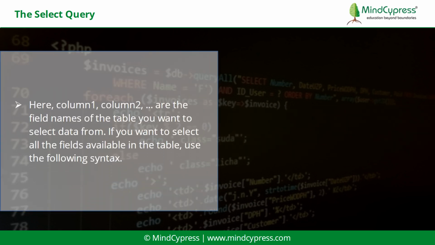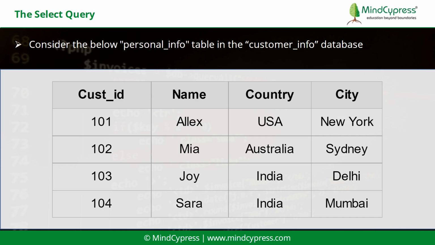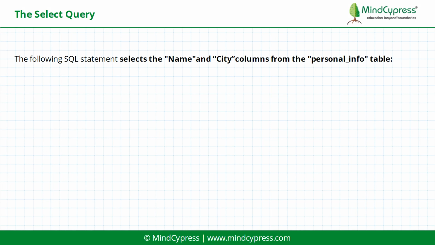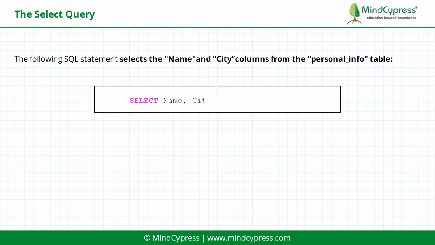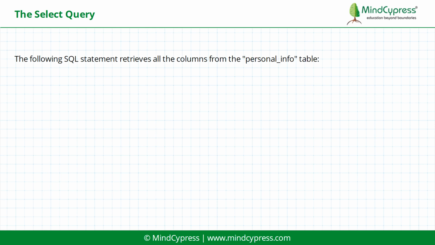Here, column 1, column 2 are the field names of the table you want to select data from. If you want to select all the fields available in the table, use the following syntax. Consider the below personal_info table in the customer_info database. The following SQL statement selects the name and city columns from the personal_info table, and output is: The following SQL statement retrieves all the columns from the personal_info table.